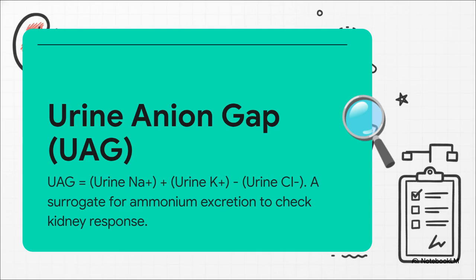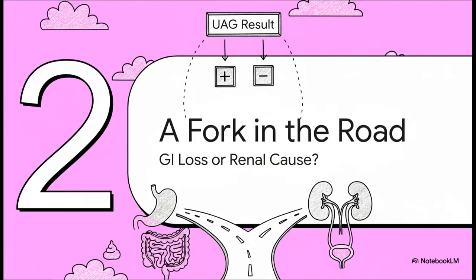But the real magic is that it acts as a proxy, a stand-in for urinary ammonium. See, in metabolic acidosis, healthy kidneys should be working overtime, pumping out a ton of acid as ammonium. The UAG basically tells us if they're doing their job or not. And right here, this is where our diagnostic path splits. The result of that UAG, whether it's positive or negative, creates a super clear fork in the road. It's going to send us looking at either a gastrointestinal problem or a kidney problem.